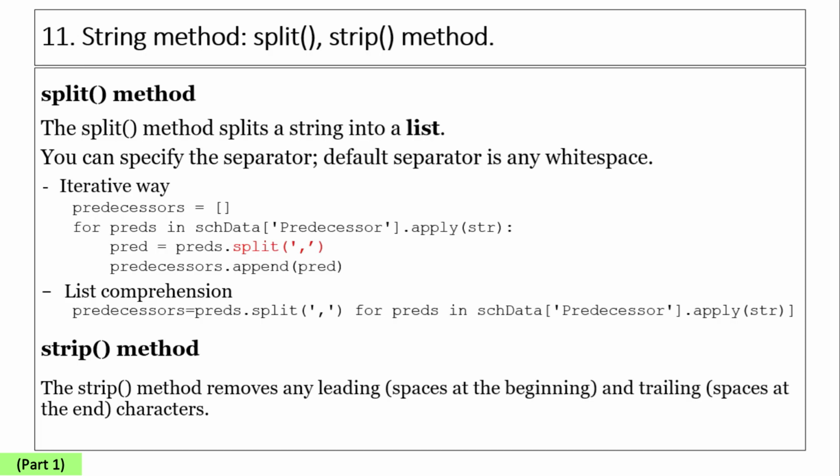Split elements may contain spaces and it is necessary to remove any leading spaces at the beginning and trailing spaces at the end of a string object. Use the strip method to do so.